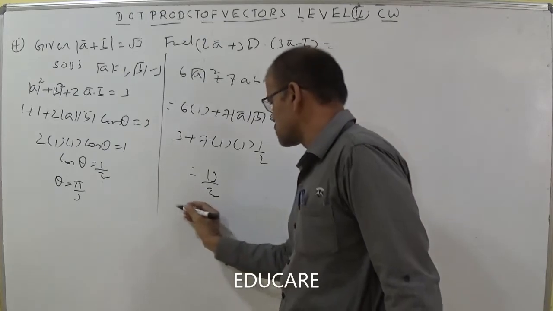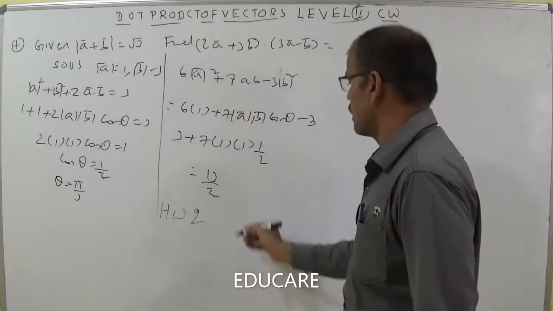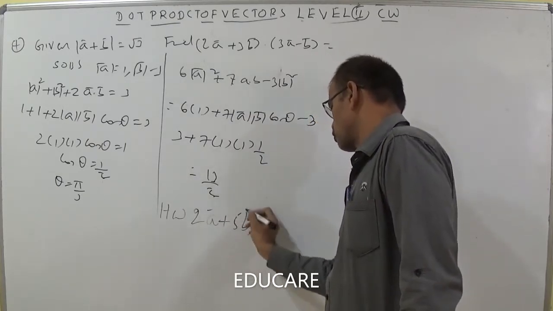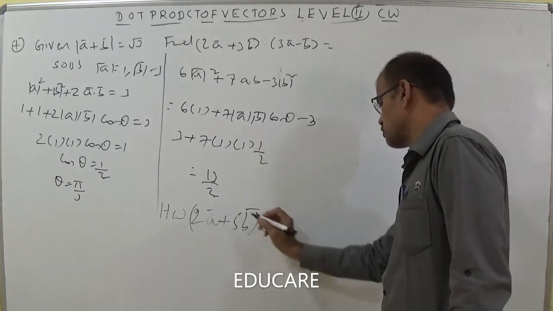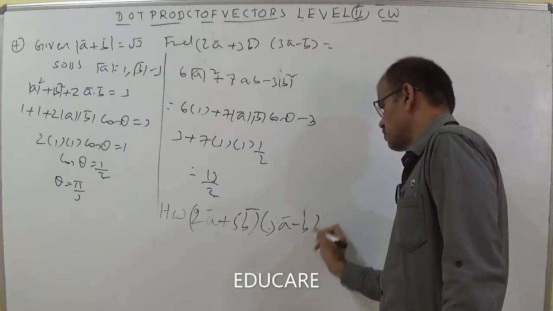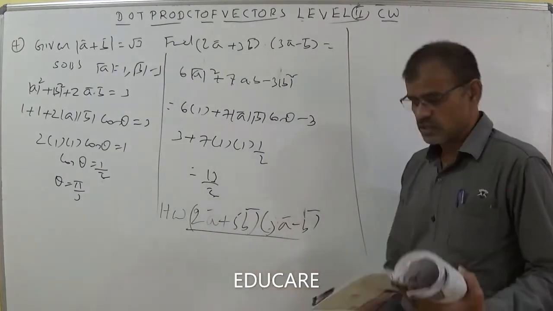Okay, I said this one. I am giving a homework to you. By mistake I had written 2a plus 3b. No problem. I am giving a work to you. You do this one: 2a plus 5b into 3a minus b. This one you calculate. You will be getting the answer.